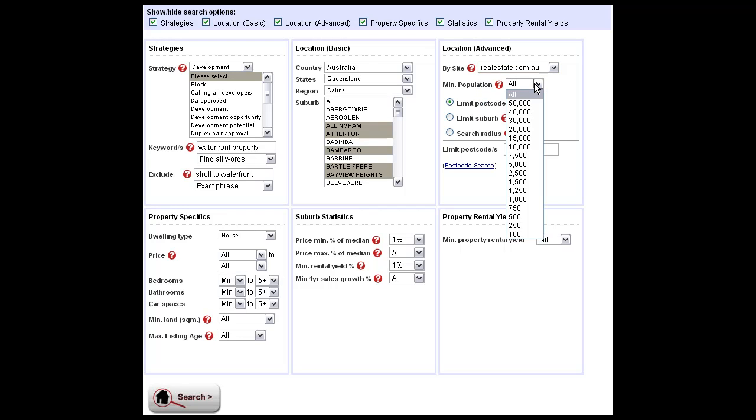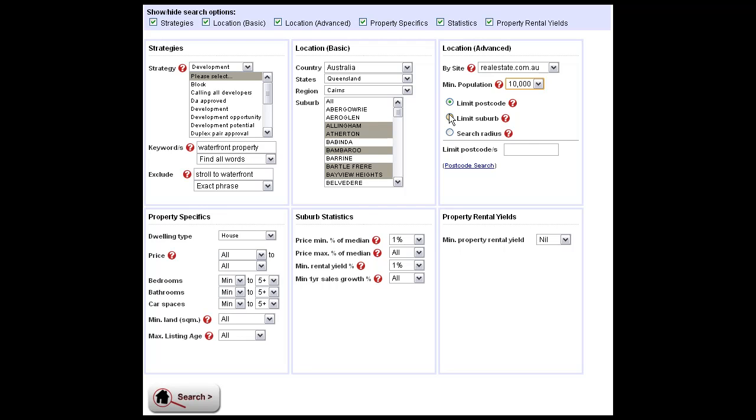With the population filters, what that allows you to do is filter out results where the population is below a desirable level. So this is a filter that allows you to avoid ending up with property in one-horse towns, one-industry towns, by being able to say, only show me property that sits within a postcode that has a population of at least 10,000 people. So that's how we use that.